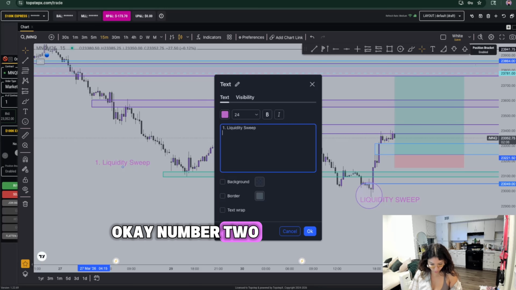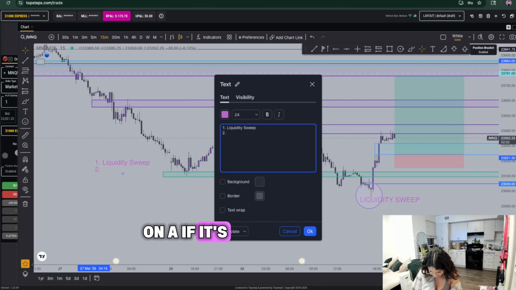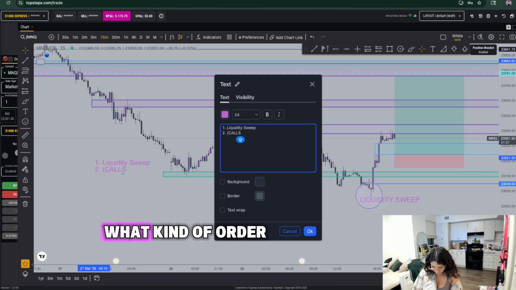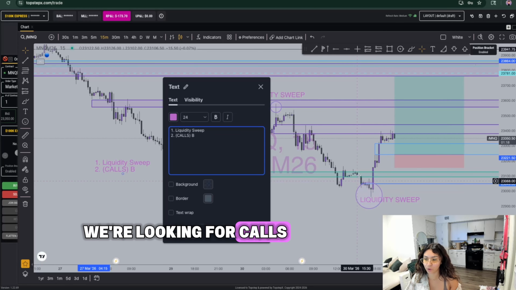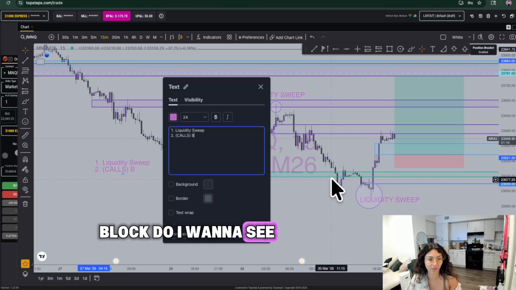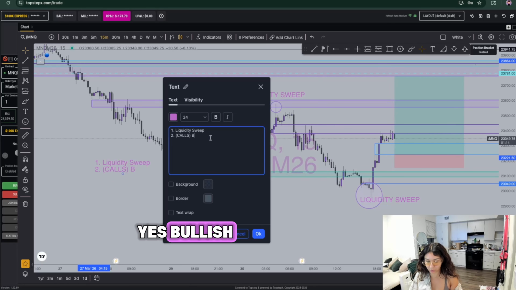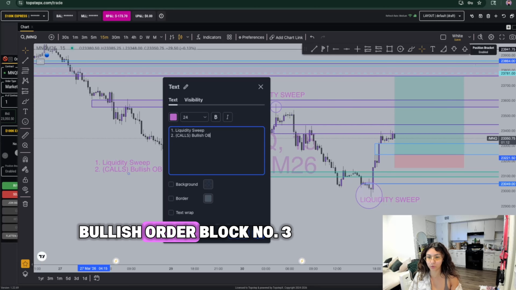Number 2, I'm gonna tell you mine. I need an order block. If I'm looking for calls, what kind of order block do I need to look for? Bullish or bearish? We're looking for calls. What kind of order block do I want to see? Yes, bullish. Bullish order block.